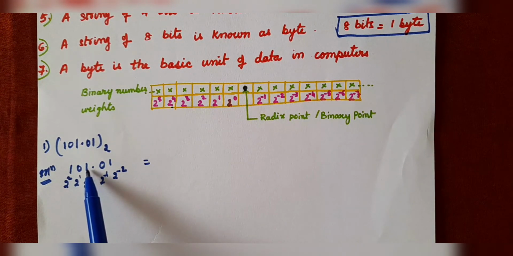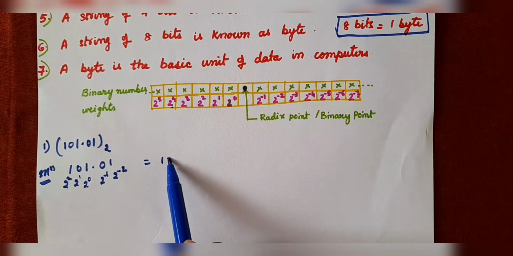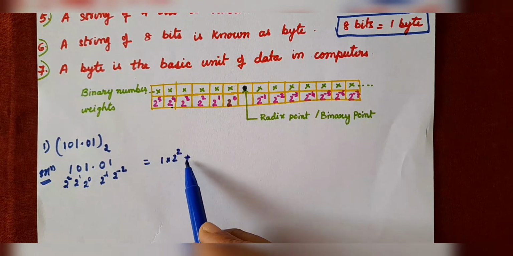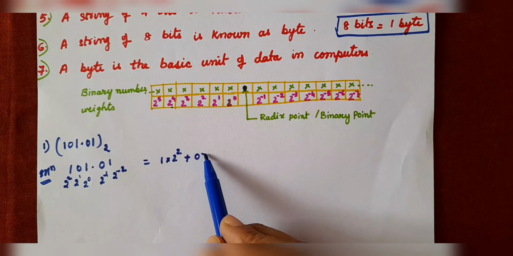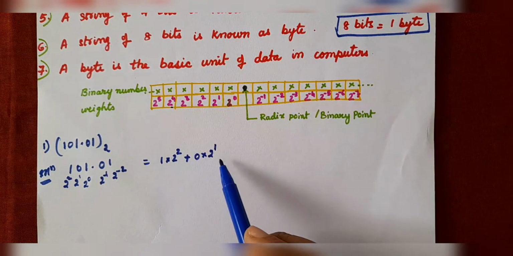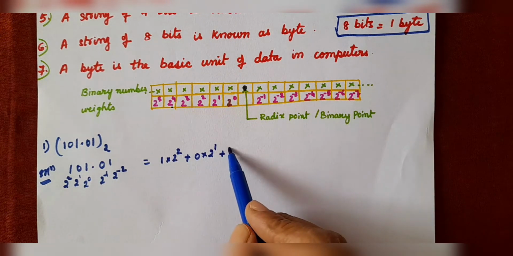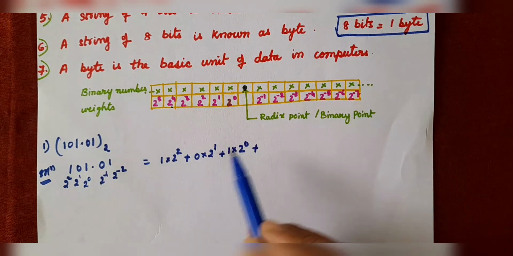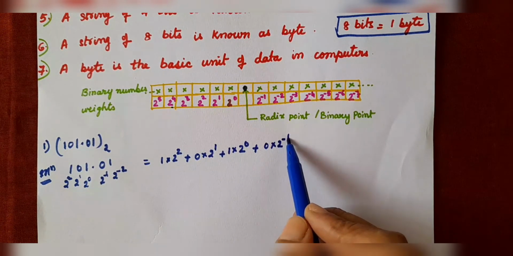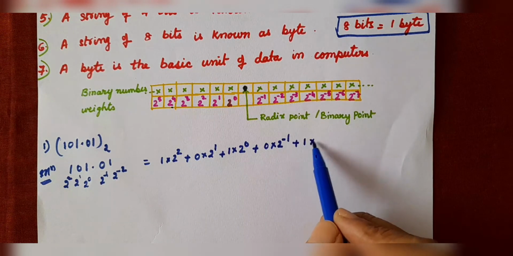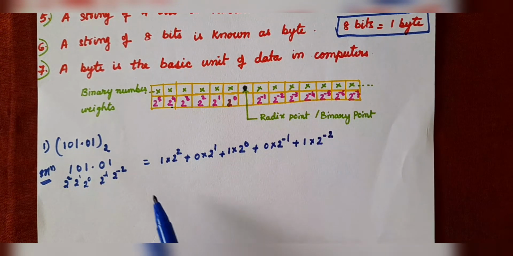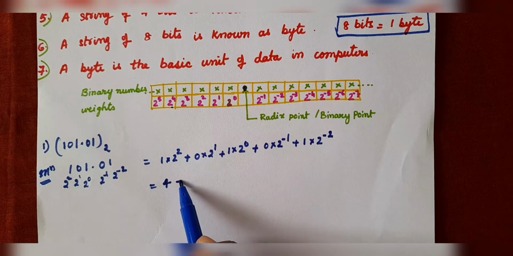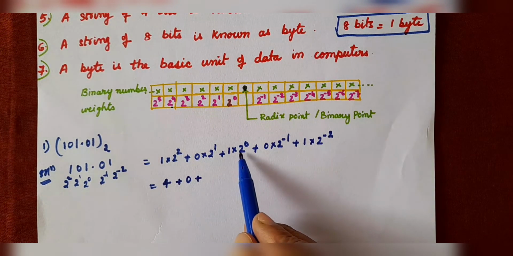Let us start from here: 1 into 2 to the power 2, plus 0 into 2 to the power of 1, plus 1 into 2 to the power 0, plus 0 into 2 to the power minus 1, plus 1 into 2 to the power of minus 2. Which is written as 1 into 4 plus 0 plus 2 to the power 0 is 1.